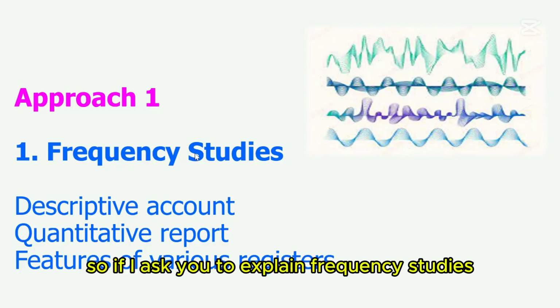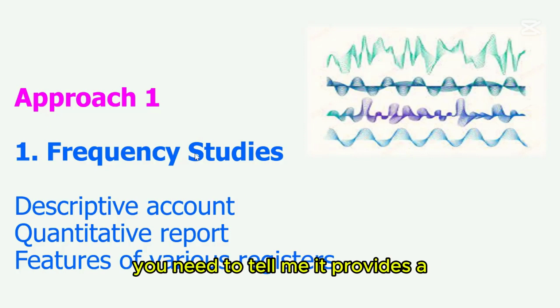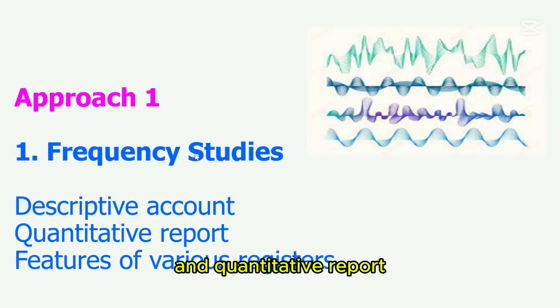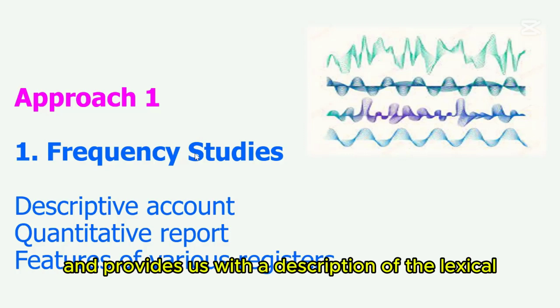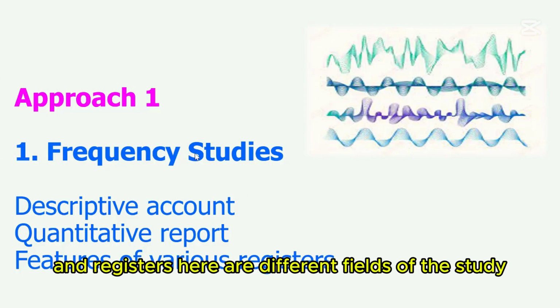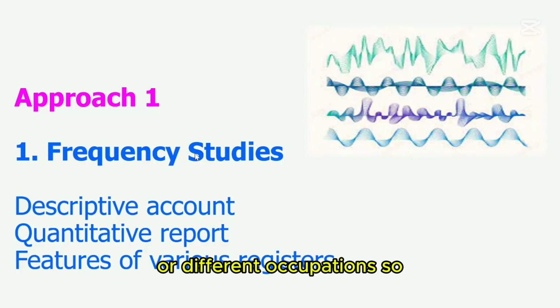So my point is that in frequency studies, we are concerned with the number of times that linguistic features, lexicogrammatical features, are used. So if I ask you to explain frequency studies, you need to tell me it provides us with a descriptive account and quantitative report, and a description of the lexicogrammatical features of various registers, and registers here are different fields of study or different occupations.